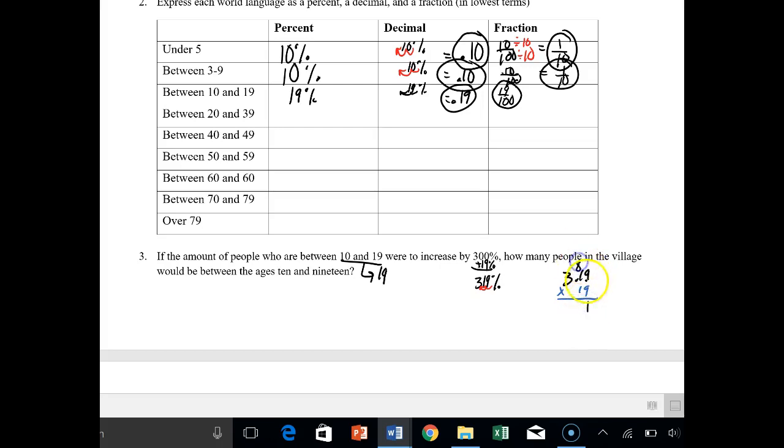So 9 times 9 is 81, carry an 8, 17, carry a 1, 27, 28. Lay your egg. 1 times 9 is 9, 1 times 1 is 1, 1 times 3 is 3. And let's add it up. 1, 7 plus 9 is 16, carry your 1. 1 plus 8 plus 1 is 10, so carry 1 again. 1 plus 2 is 3, plus 3 is 6. So if we increased the number of people in our village that were between 10 and 19 by 300%, all of a sudden, instead of having 19 10-to-19-year-olds in our village, we would have about 60.61, or about 61. Which is a pretty big increase, and that makes sense because it's a 300% increase.